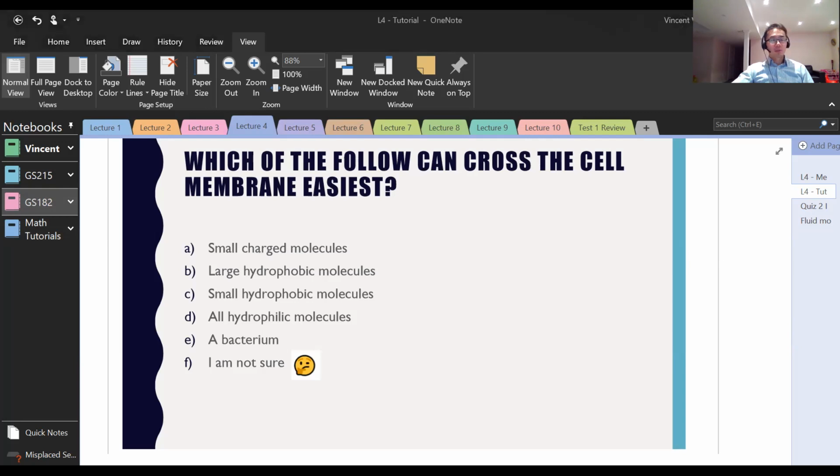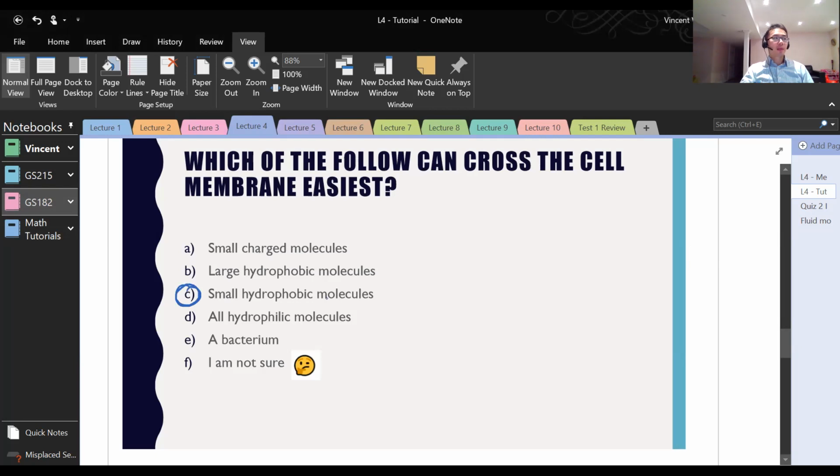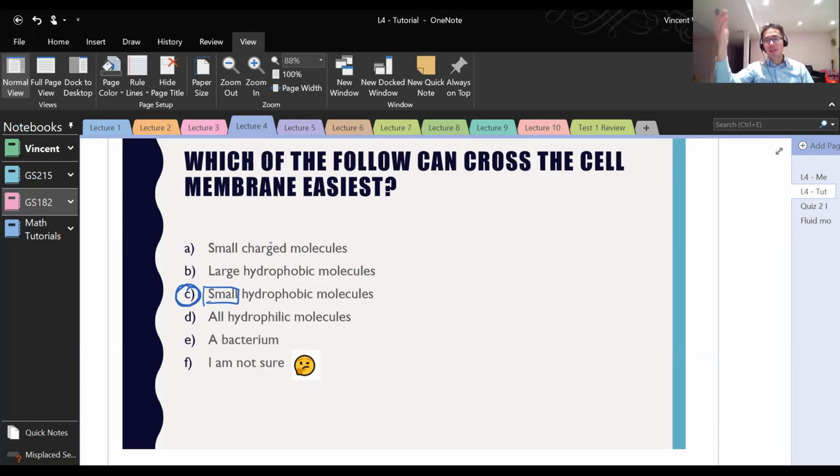Okay, I'm gonna end the poll. The correct answer would be small hydrophobic molecules. So you have to think about the factors that affect the rate of diffusion, or rather, think about the property of the cell membrane. If it's small, it definitely would have an advantage. Between large and small, the small will always be easiest. Think about squeezing through an obstacle course. The smaller you are, the easier you'll be able to fit through.